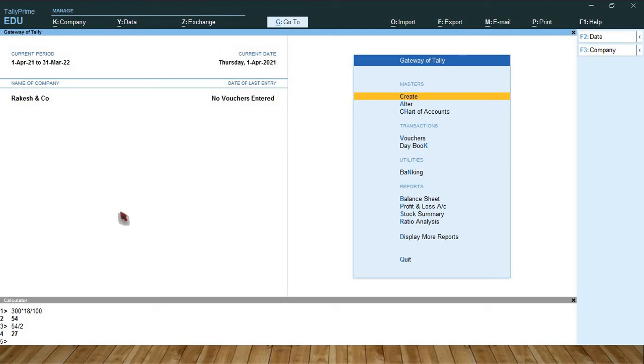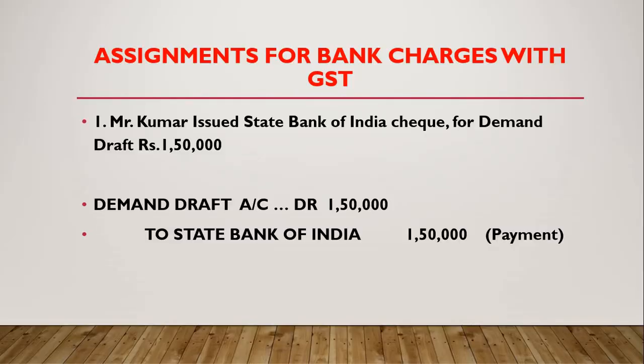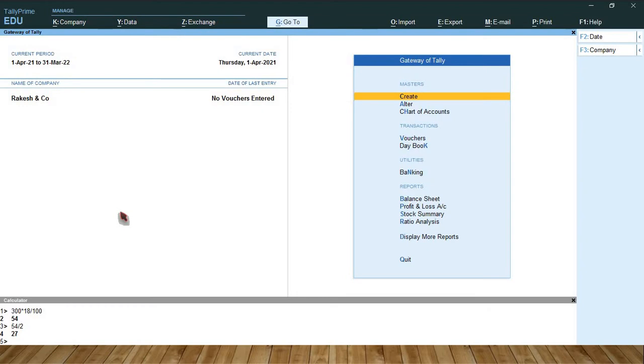Okay friends, I have already created one company. Now we will move to create ledger accounts. So go through the assignment. There are two assignments. Mr. Kumar issued a State Bank of India check for a demand draft of rupees 1,50,000. So the entry is: Demand draft account debit 1,50,000 to State Bank of India 1,50,000. So create these two ledgers.